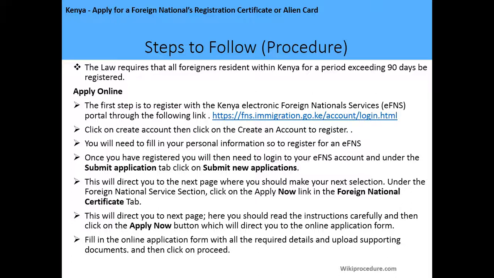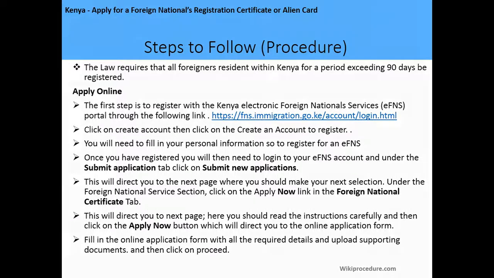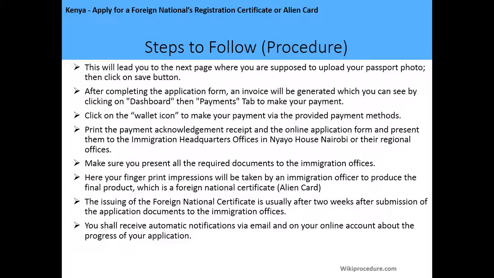Fill in the online application form with all the required details and upload the supporting documents, and then click on proceed. This will lead you to the next page where you are supposed to upload your passport photo and then click on the save button. After completing the application form, an invoice will be generated, which you can see by clicking on the dashboard and then the payments tab to make your payment. Once you are there, click on the wallet icon to make your payment through the provided payment methods.